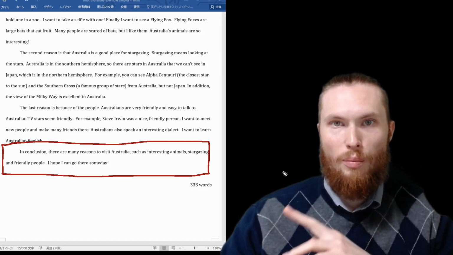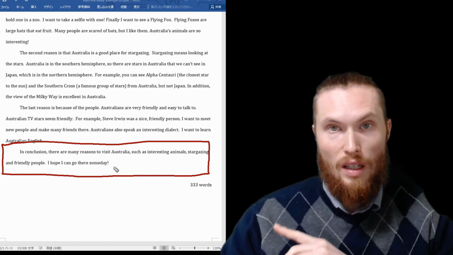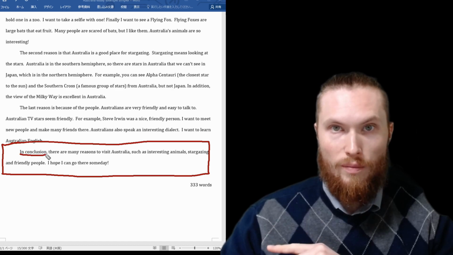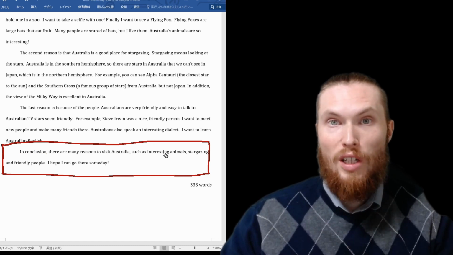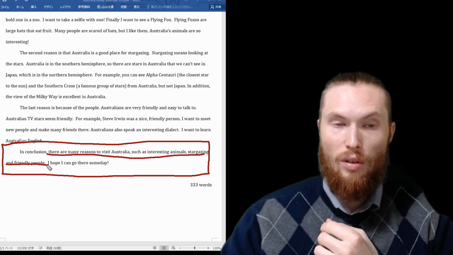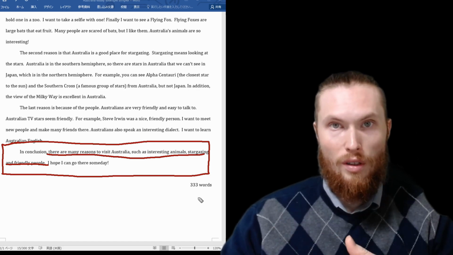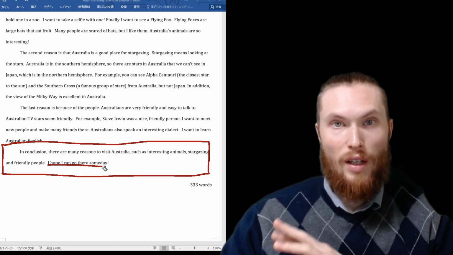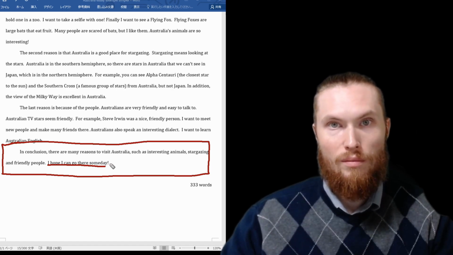Now let's look at the conclusion paragraph. The conclusion paragraph starts with a conclusion phrase, in this example, in conclusion. And then it gives the same information as the thesis statement. In this case, there are many reasons to visit Australia, such as interesting animals, stargazing, and friendly people. So this is basically the same information as the thesis statement, but with different words. And then finally, some kind of final thought, or recommendation, suggestion, or opinion. In this case, the final thought is, I hope I can go there someday.